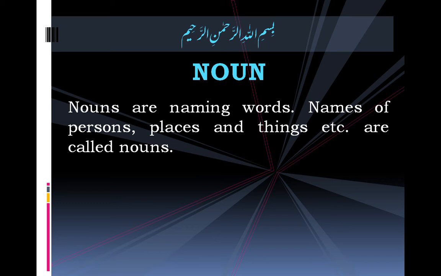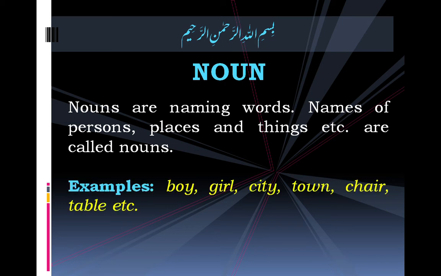Let's have a few examples of nouns. Boy, girl, city, town, chair, table, etc. Boy and girl are names of persons. City and town, names of places. Chair and table, these are names of things.